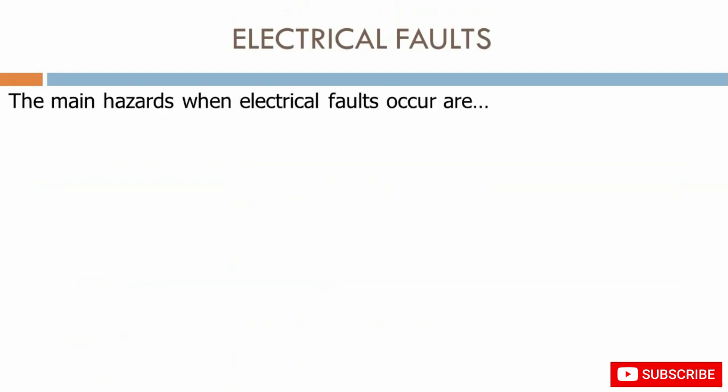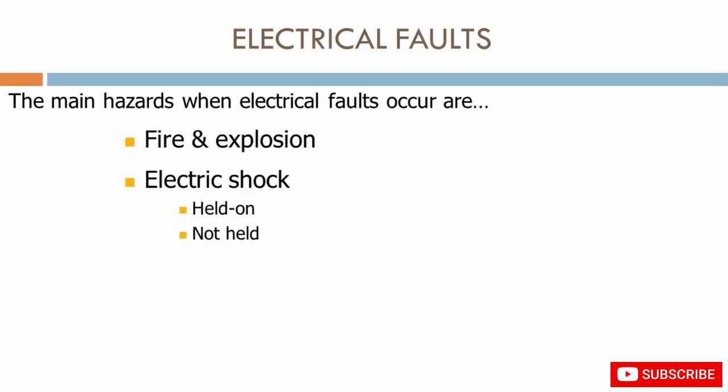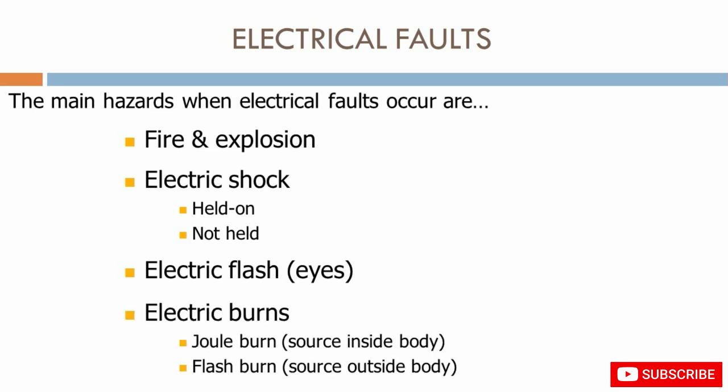The main hazards when electrical faults occur are fire and explosion, as the electricity has a huge amount of energy. Electric shock. You can have held on, when a person grips the conductor, the muscles automatically contract and the person can't let go. Or not held, when a person is thrown away from the fault. Electric flash. This mainly affects the eyes. Electric burns. These can be dual burns which are inside the body, or flash burns which are outside the body.